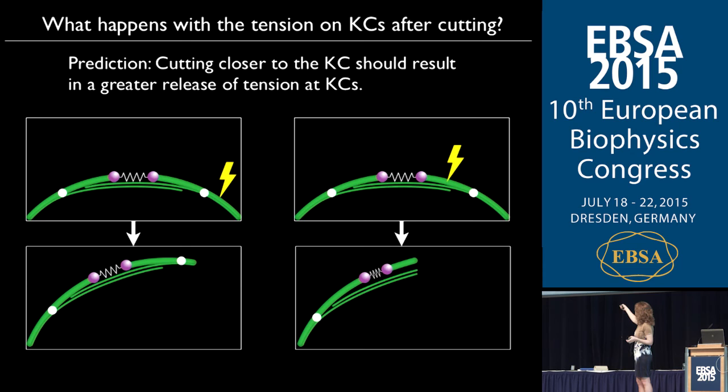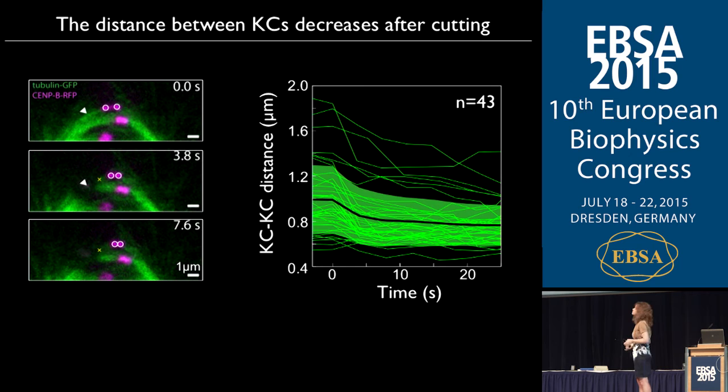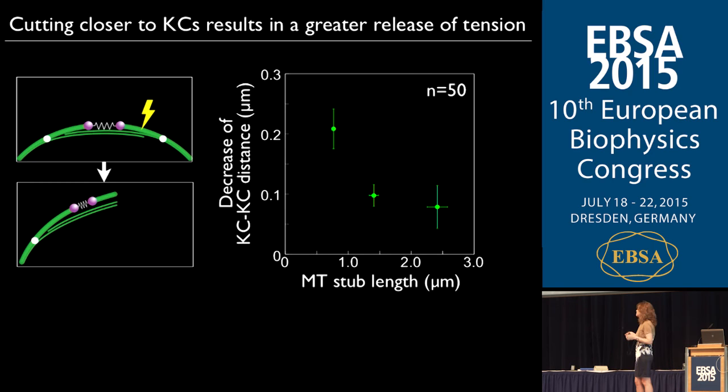So then the tension between the sister kinetochores will drive their movement towards each other until the tension vanishes. So the model predicts that there will be a higher decrease in the interkinetochore distance in these cases than in these cases. So let's see the experiments. First of all, here are images showing you just that the kinetochores do get closer to each other in a typical experiment after the cut. Here's the cut, here are our kinetochores, and they get closer to each other. This is also quantified in a graph in more than 40 cells, so typically the distance between the kinetochores decreases after the cut. But does this decrease depend on the site where we cut?